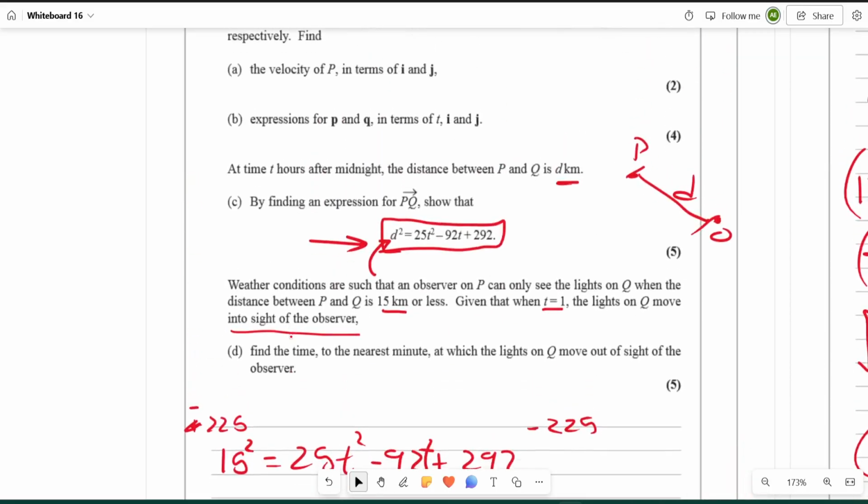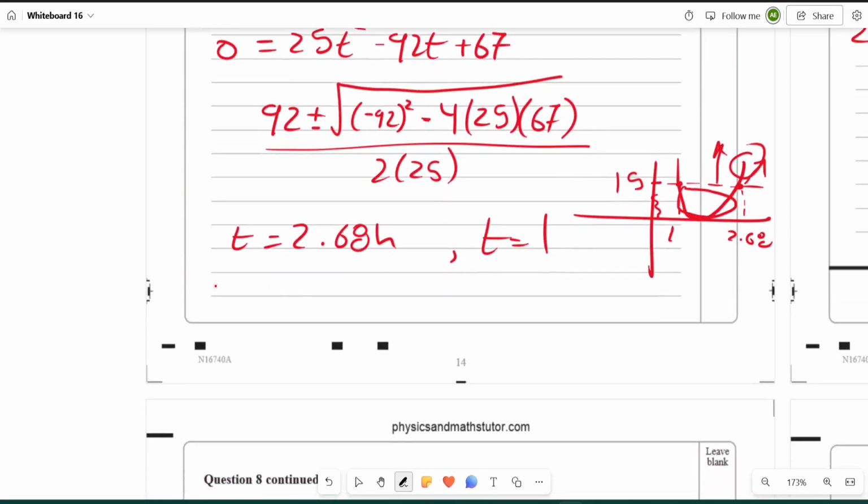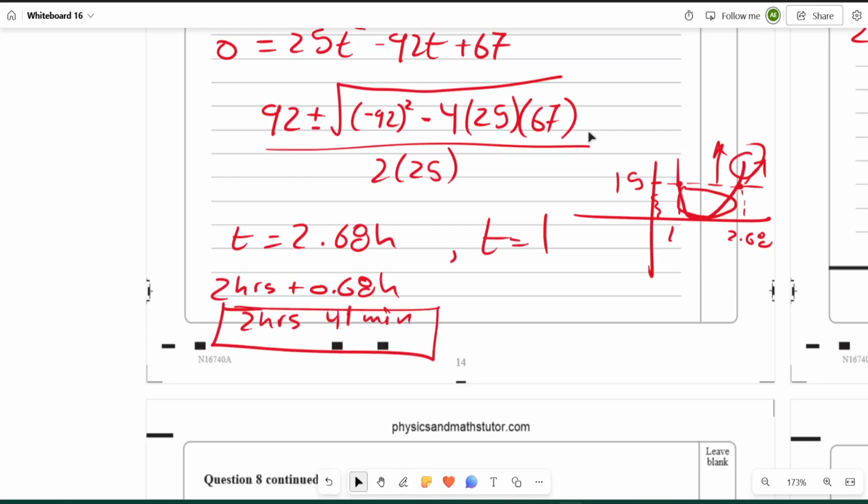To get this to the nearest minute, we know that this is 2 hours plus 0.68 hours. To change 0.68 to minutes, you multiply 0.68 times 60, which is going to be 40.8 minutes. So 2 hours and around 41 minutes after midnight. This should be your final answer.